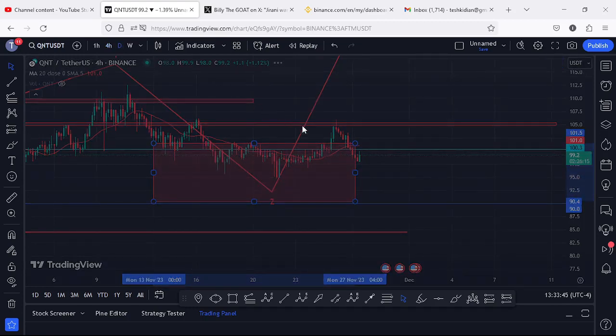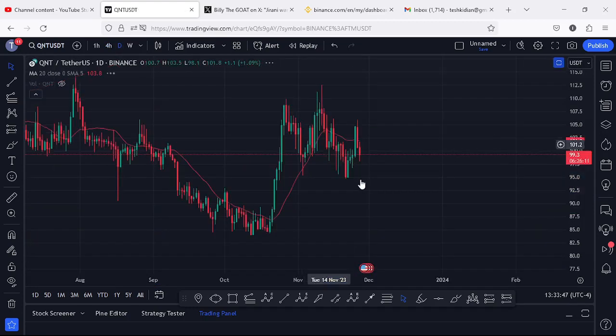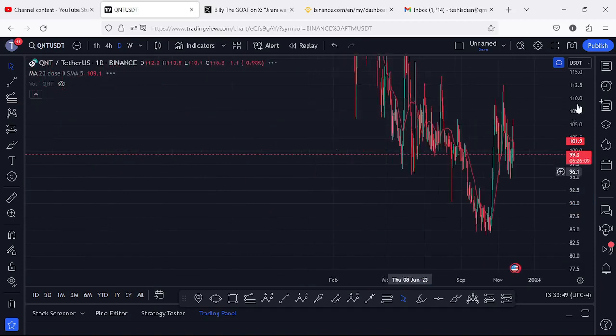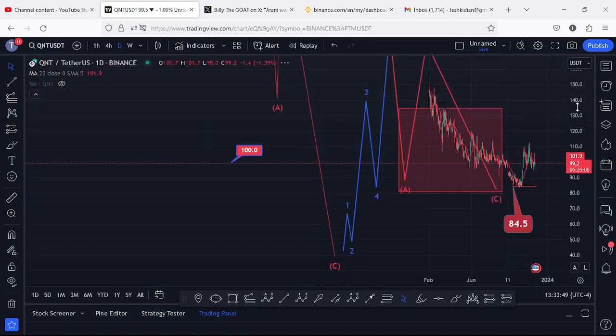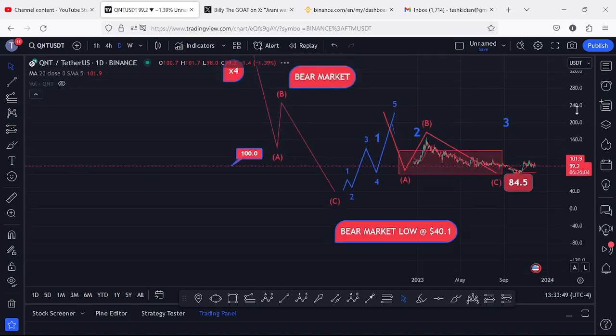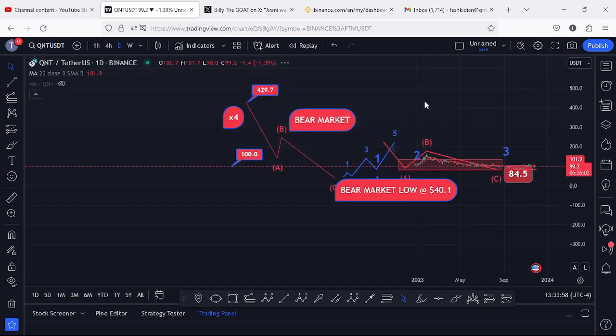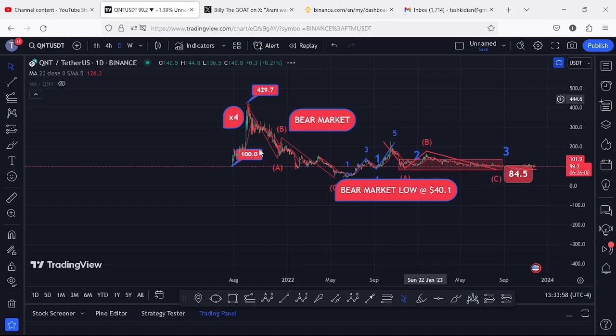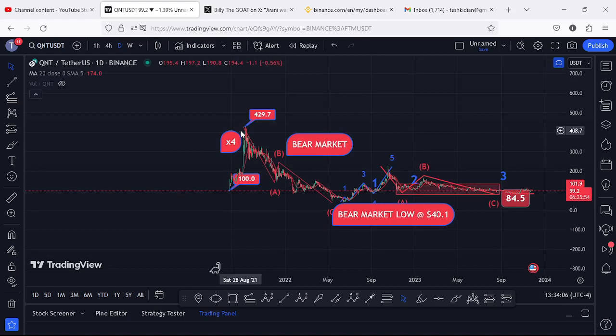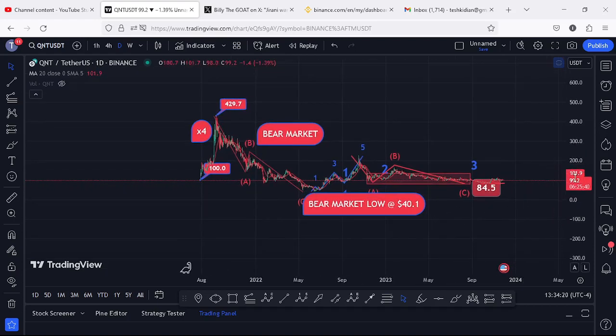Jumping to the daily chart to now give you my long-term Elliot wave analysis that I'm expecting to play out once the bull market is here. Here on the daily chart, if I zoom out, you can see that back in 2020, we saw these lows down here before we saw that impulsive move taking us to all-time highs above the $429.7 mark. And after seeing the all-time high, we started a bear market where we saw this ABC corrective move, giving us a bear market low at around the $40.1 mark.